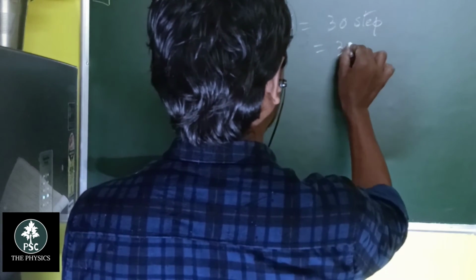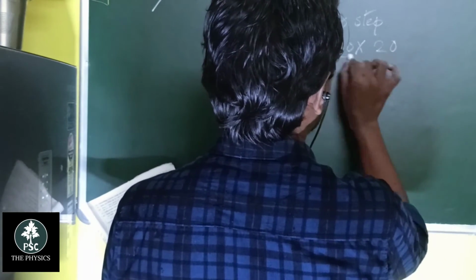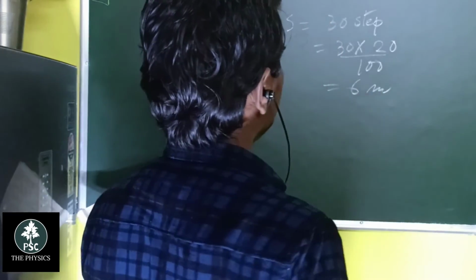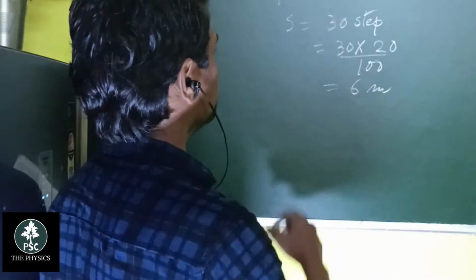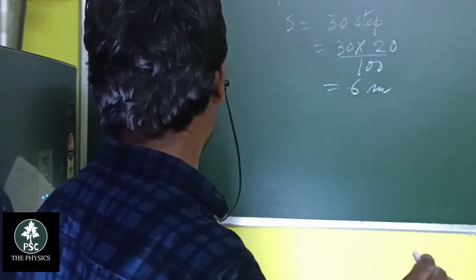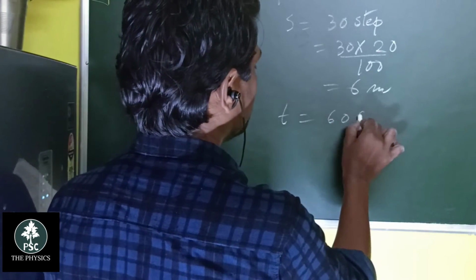So 30 into each is 20 centimeter high. So 20 by 100, so this is 0.2 meter. Since this is given in centimeter, CGS unit, you have to convert it to a particular system of unit. And the time spent is 1 minute, that is 60 seconds.